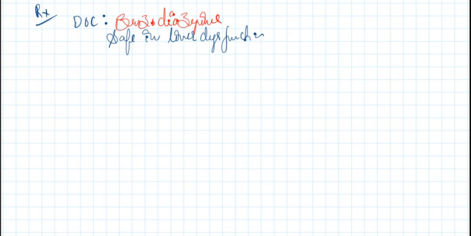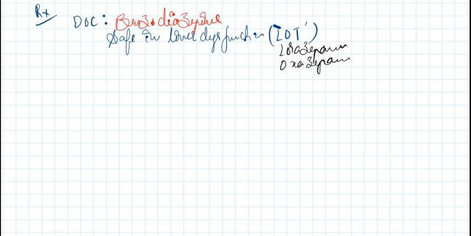You can simply remember it with the mnemonic LOT. Why have I written LOT? Can anyone tell what is meant by LOT? Lorazepam, oxazepam, temazepam. These are the three drugs: lorazepam, oxazepam and temazepam.